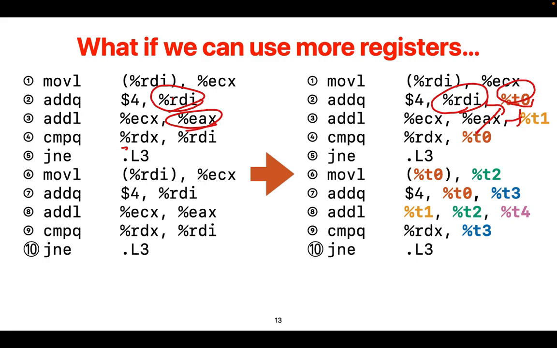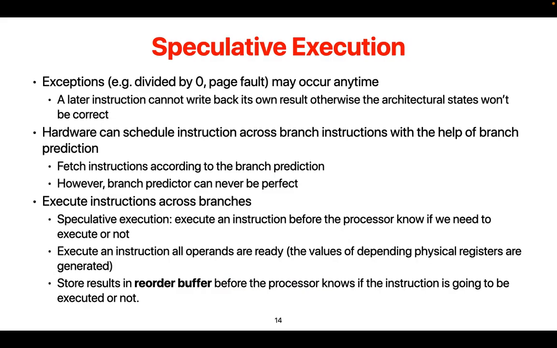If you can rewrite your instruction sequence like this, you will find that all the false dependencies are gone. So that's actually the idea of register renaming.